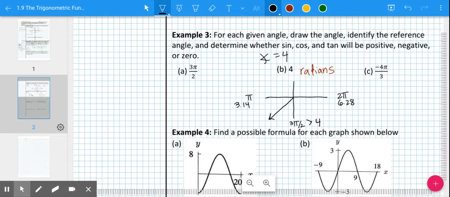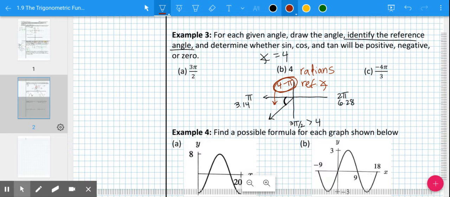Now, we want to identify the reference angle. The reference angle would be this little angle in here. And if I wanted to find that angle, what I would do is calculate 4 minus pi. If I took 4 and subtracted pi, that would be that angle. And since I don't have a calculator, I'm just going to call my reference angle 4 minus pi. So that's actually going to be my answer for this.